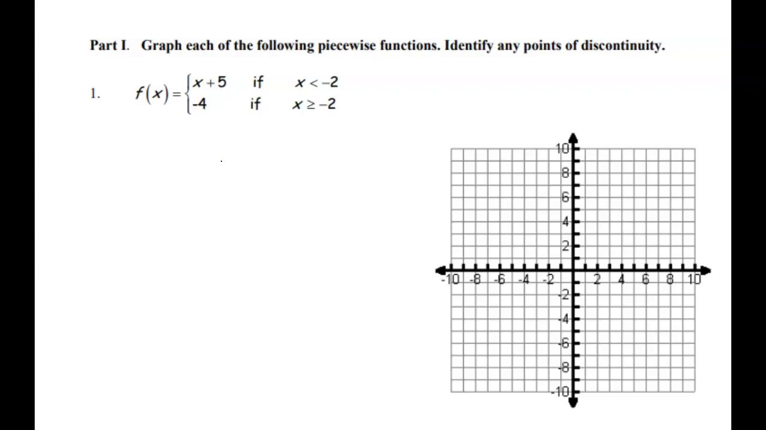Again, today we're only going to work on linear piecewise functions. When we come back to class tomorrow, we'll up the ante a bit with our parent functions. So let's look at the piecewise function they gave us. f of x is equal to x plus 5 when x is less than -2, and it's equal to -4 if x is greater than or equal to -2.